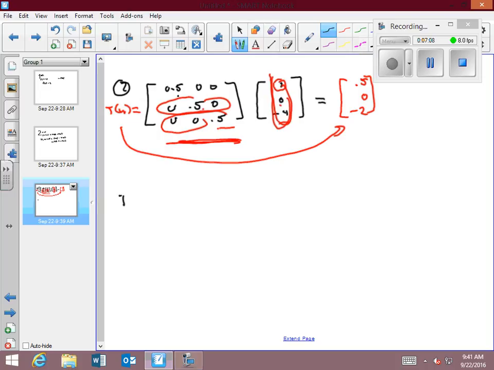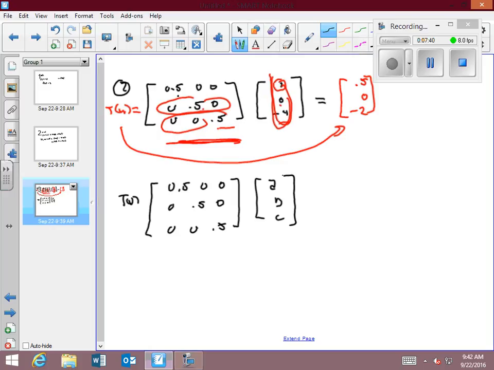Now if you're going to do T of V, then you do the same process. It's your transformation matrix times your vector in your R3 space. So that's A, B, C. So once again, the transformation is 0.5A, 0.5B, and 0.5C. So you transformed this vector through this A matrix into that. So this is just the new interpretation of what we've been doing up to this point.